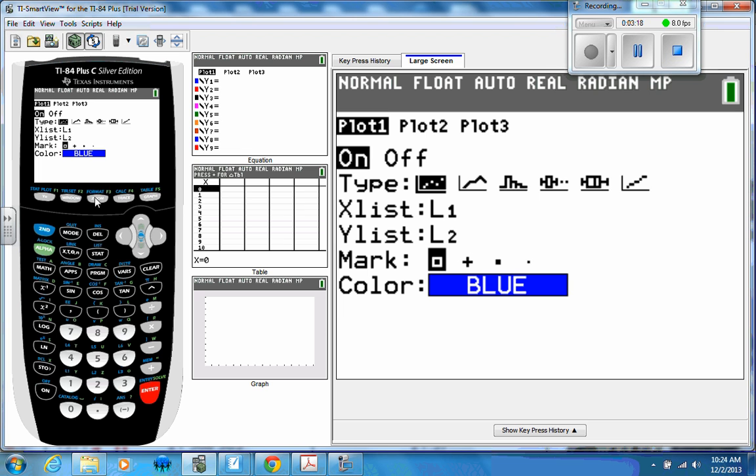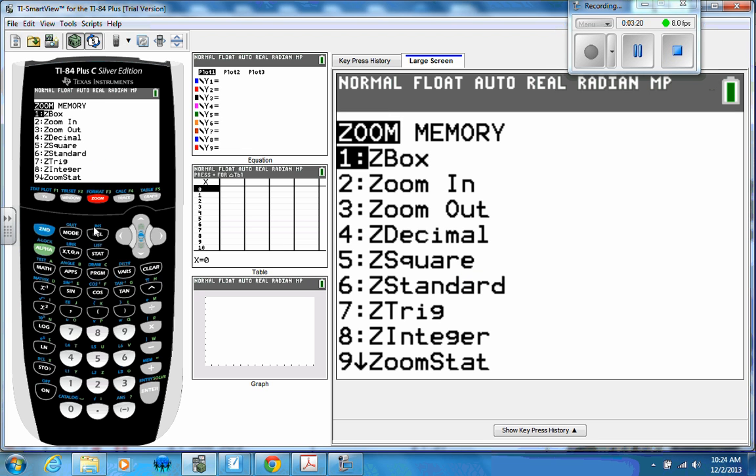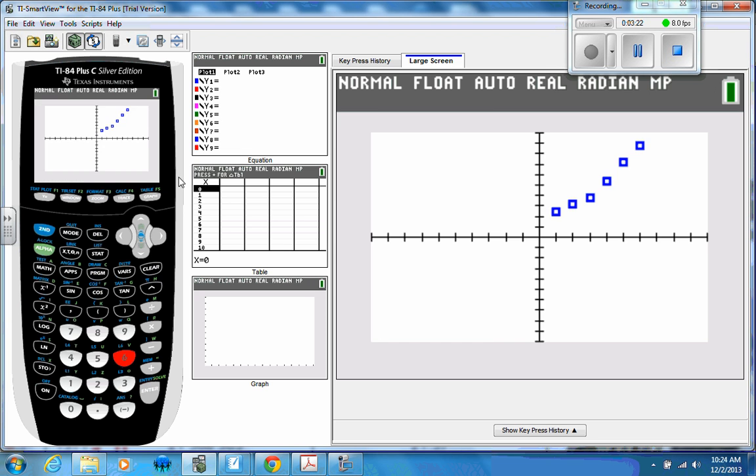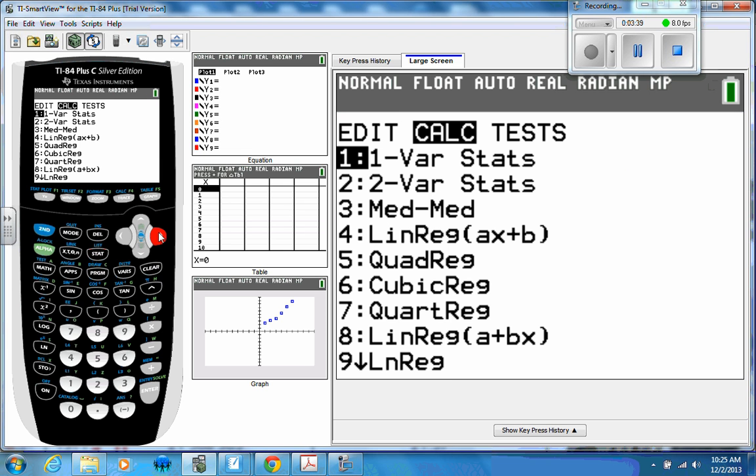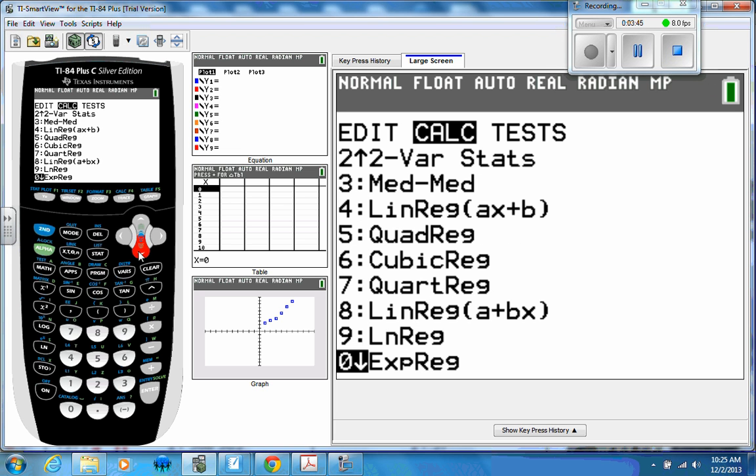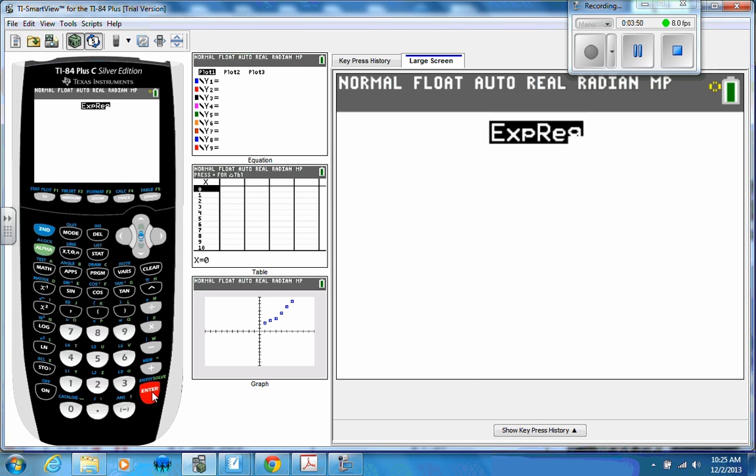I'll go to my zoom first, and I'll just hit zoom 6 to make it standard. And then I'll go to my graph and I'll look, it looks like an increase in growth, right? So it's a growth exponential function. Then I'm going to try to find my equation. So I go back to Stat and I move over to Calculate, and I'm going to find something called EXP-REG, which stands for exponential regression. Okay, so EXP-REG, I'm going to hit Enter.